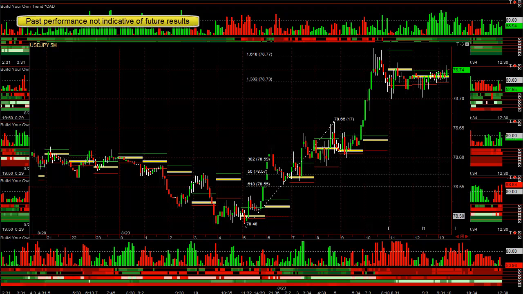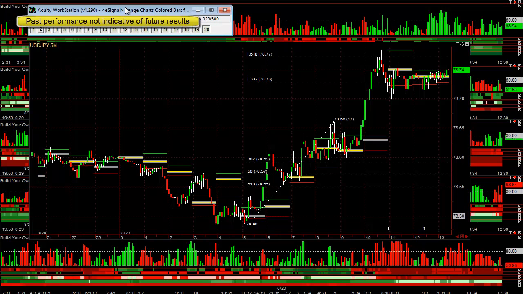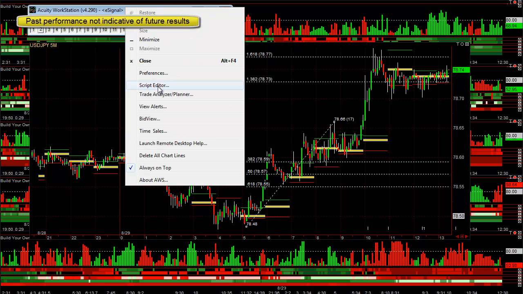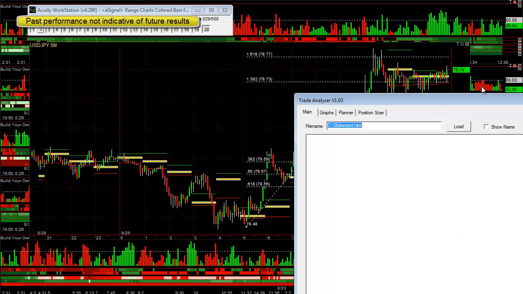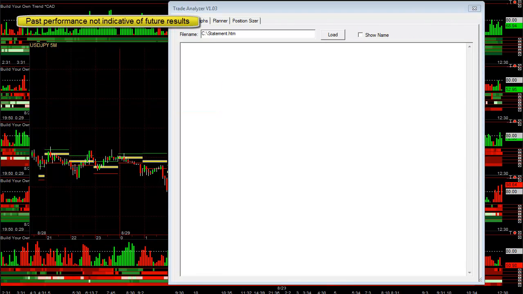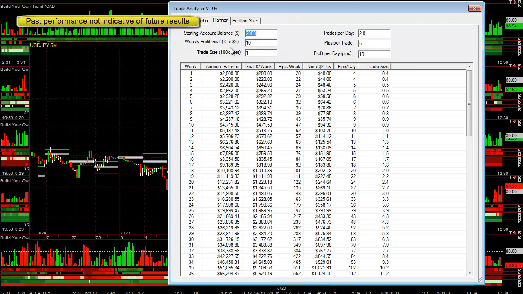And for the new traders out there, if you get 10 pips per day, you will do very well consistently. 50 pips a week, 200 a month. If you bring up our trade analyzer planner, you can see for yourself. You can double your account every 2 months by getting just 10 pips per day. $2,000 account at the end of 2 months, it's pretty much doubled.